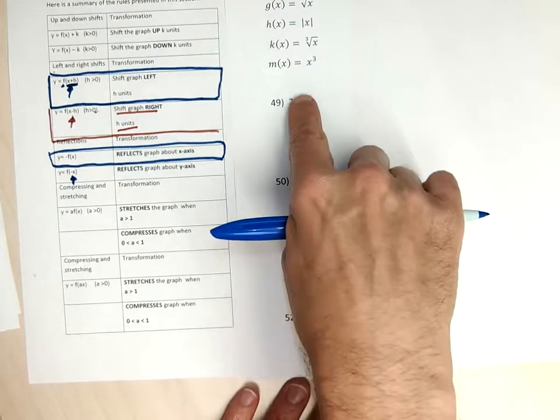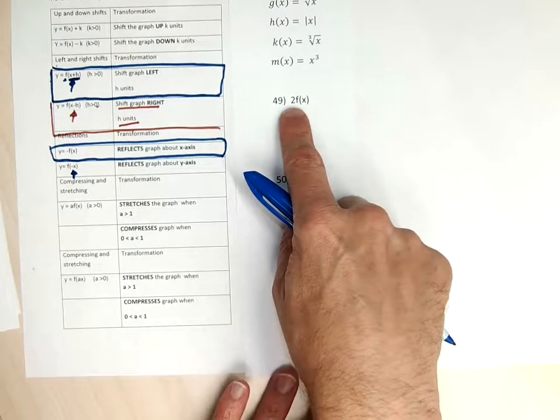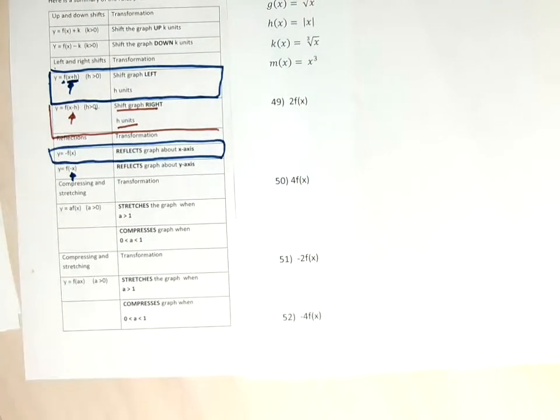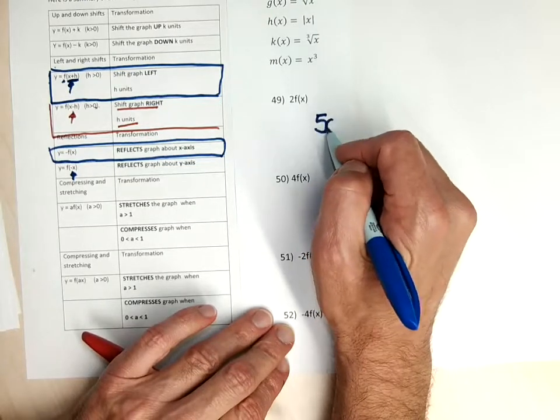These are called non-rigid transformations. They're going to take the initial graph and distort it. For each one of these problems, 49 through 52, and then when I get on the next sheet, 53 through 56, to create the function, I'm just going to put this number in front of the function notation and not in the parentheses, because the number's not inside the parentheses.